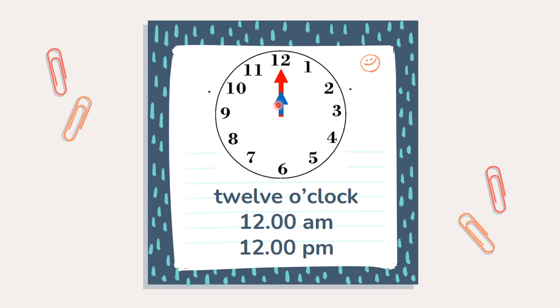Let's look at this one. Both arrows are at number 12. The long hand is at number 12, so we still use o'clock, and the short hand is at number 12, so we put number 12 here. 12 o'clock.